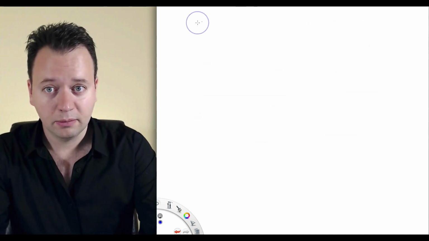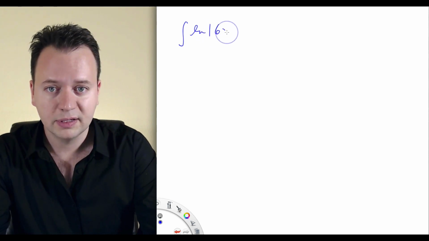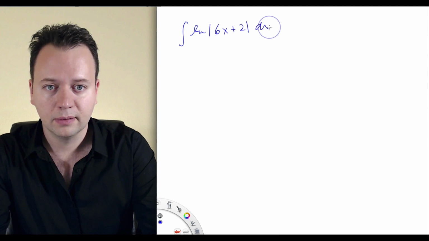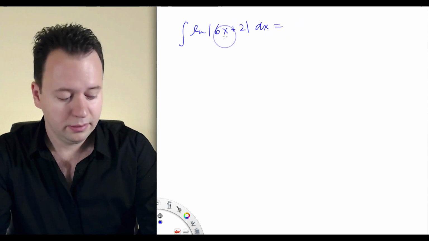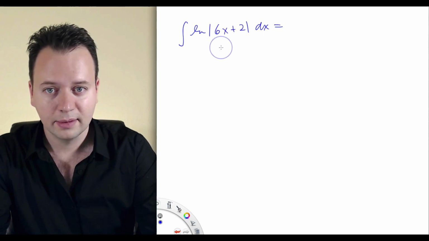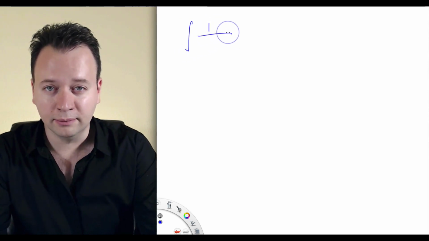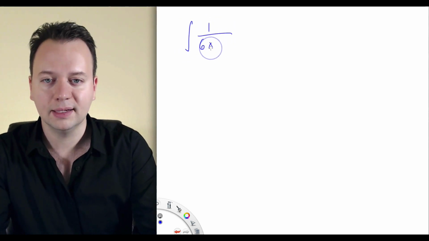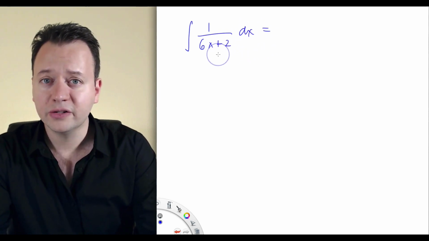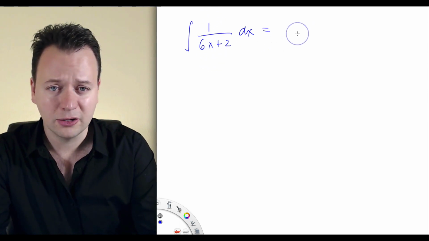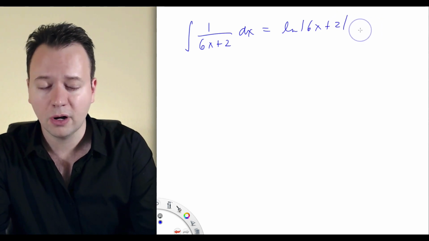Our next example is to compute the integral of the ln of 6x plus 2. Well, I take that back. Our next example is to compute the integral, one step ahead of myself, 1 divided by 6x plus 2. Well, this looks like it's 1 over x essentially, so let's try ln of 6x plus 2. So that's already off to a good start.